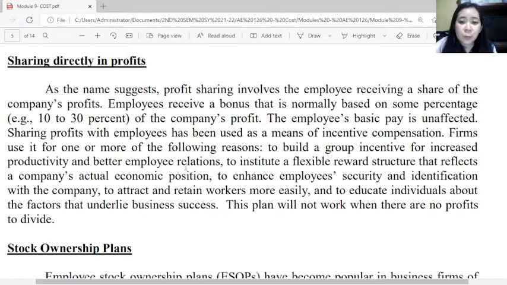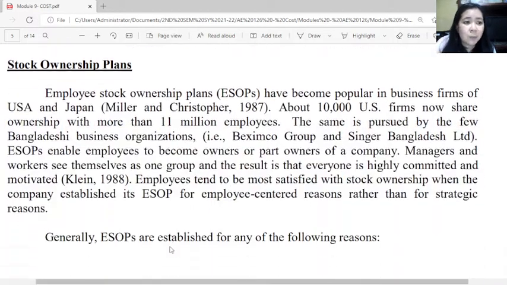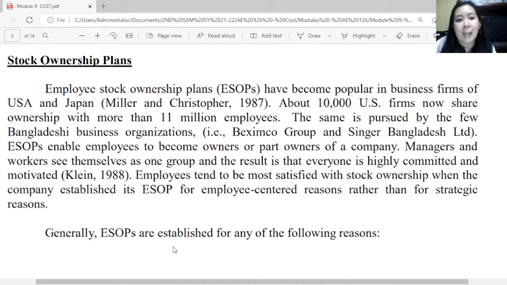Also to attract and retain workers more easily, and to educate individuals about the factors that underlie business success, so they will be able to work and reach for those objectives to achieve success. So this plan will work when there are no profits to divide. Okay. So another is the stock ownership plan.